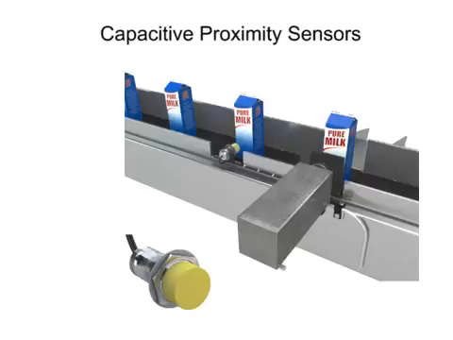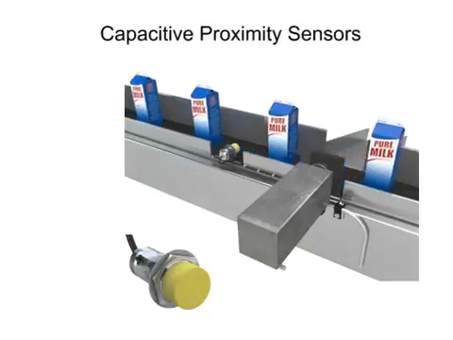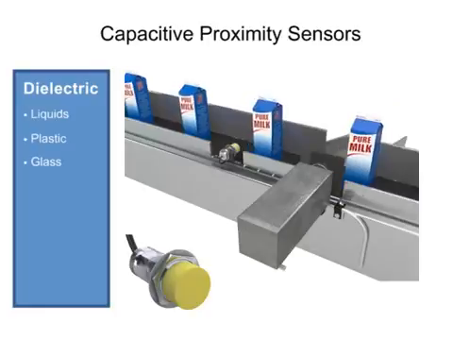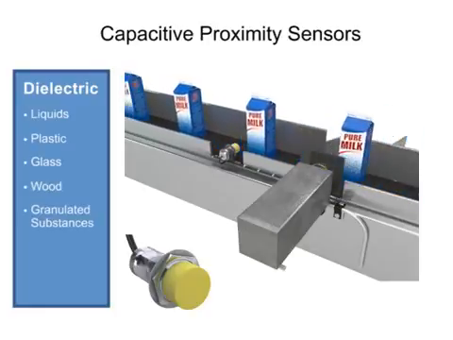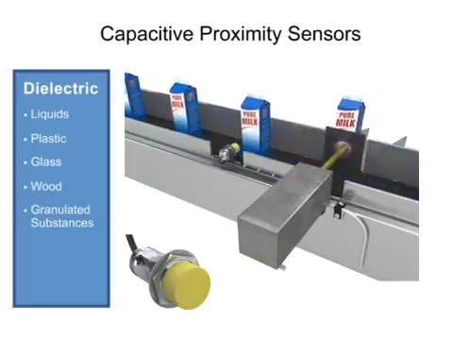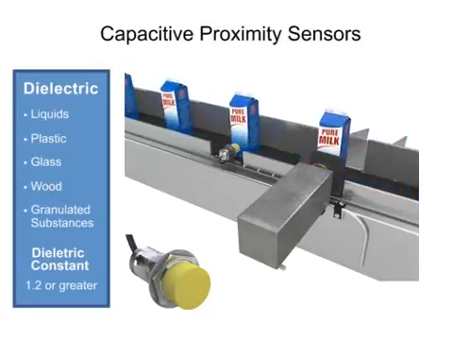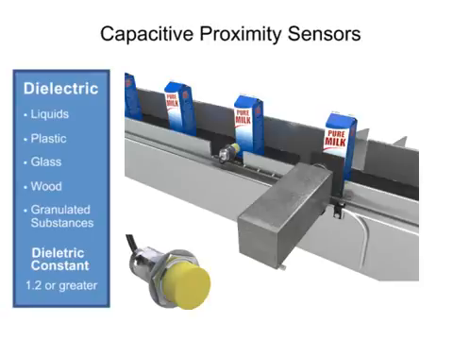Capacitive proximity sensors, on the other hand, can detect dielectric materials such as liquids, plastic, glass, wood, and granulated substances as long as it has a dielectric constant of 1.2 or more. Their range is from 3 mm to 15 mm depending on the dielectric material to be detected.